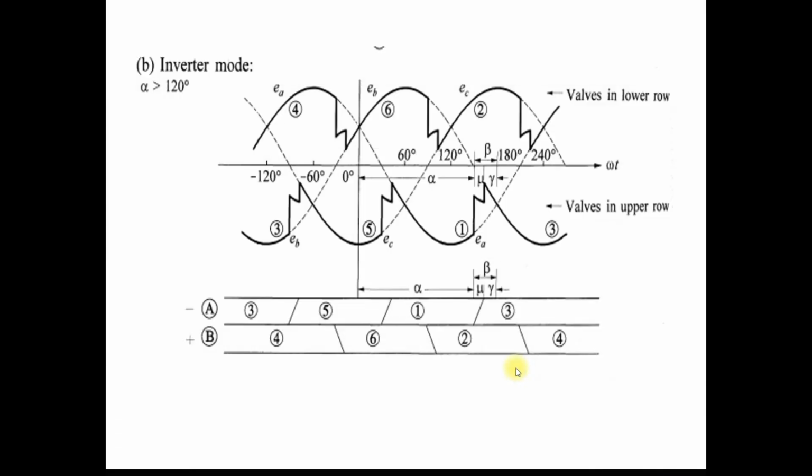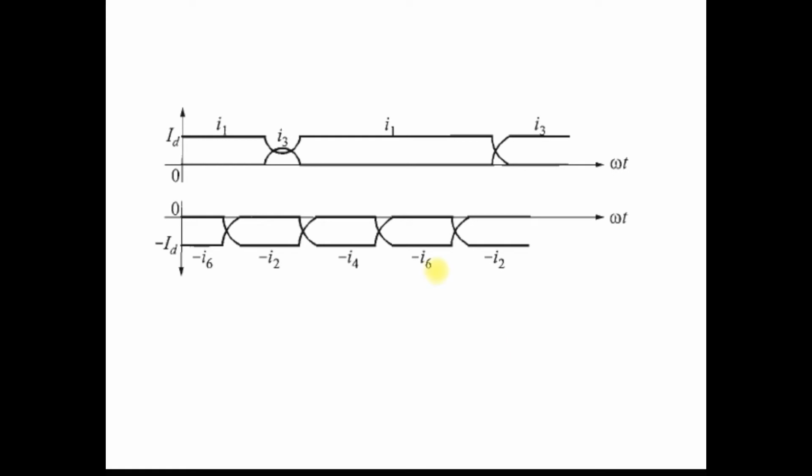So let's see in the operation. You can see in the waveform that commutation of valve 1 starts here. But at this point what will happen? The commutating voltage becomes negative. So because of that, the current flowing from valve 1 is increasing and the current flowing from valve 3 is decreasing. So valve 1 is continuously conducting for the next duration.